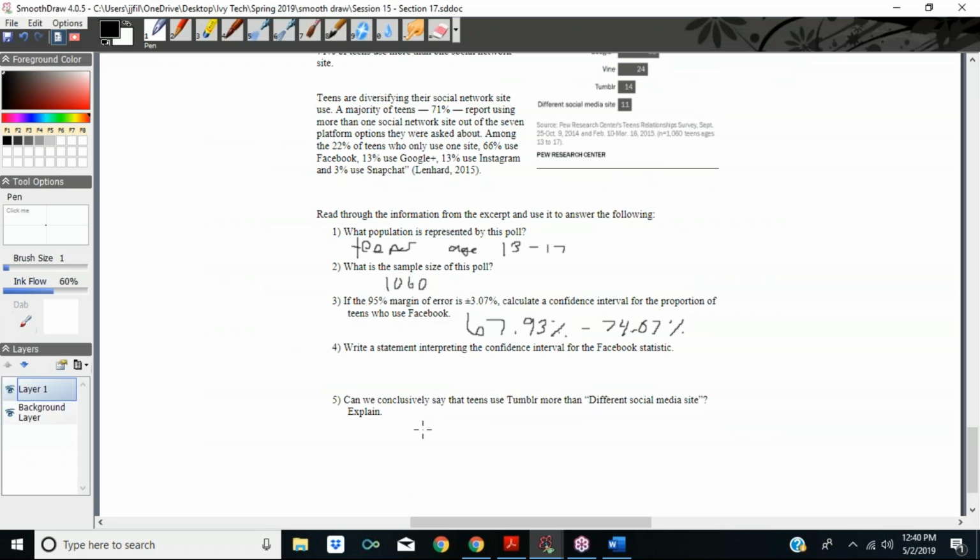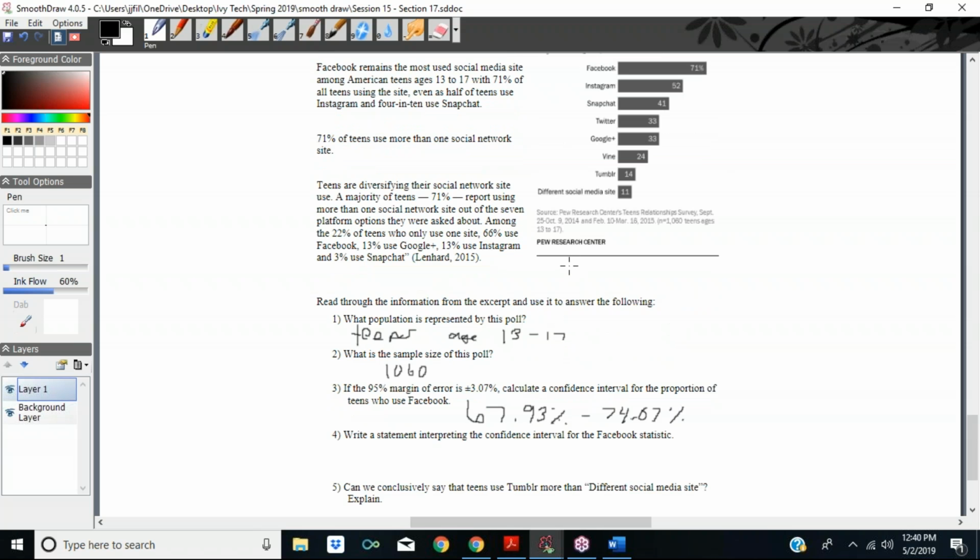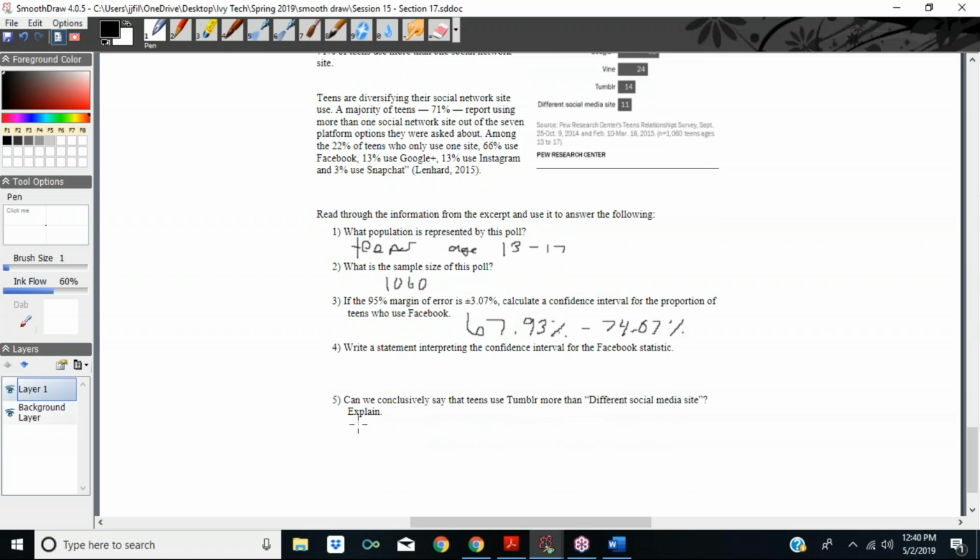All right, and then the last question, can we conclusively say that teens use Tumblr more than different social media sites? And explain. So Tumblr, what are they at, 14%? Other is at 11%. So how can we tell here if we can conclusively say this, that teens use Tumblr more than the different social media?